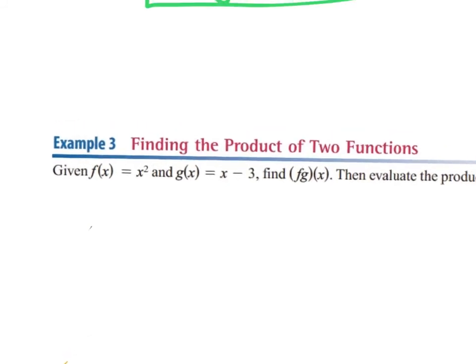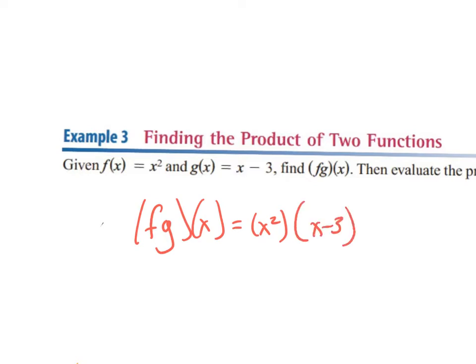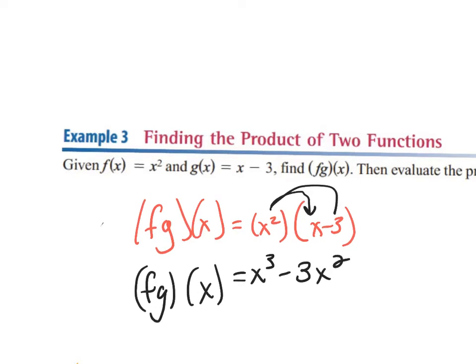Find the product. Well, what does product mean to do? So multiply. So I have f times g of x. I take my f function, which is x squared, and then I have my g function, which is x minus 3, and I multiply. X squared times x is x cubed. X squared times negative 3 is negative 3x squared. So f times g of x is just that.